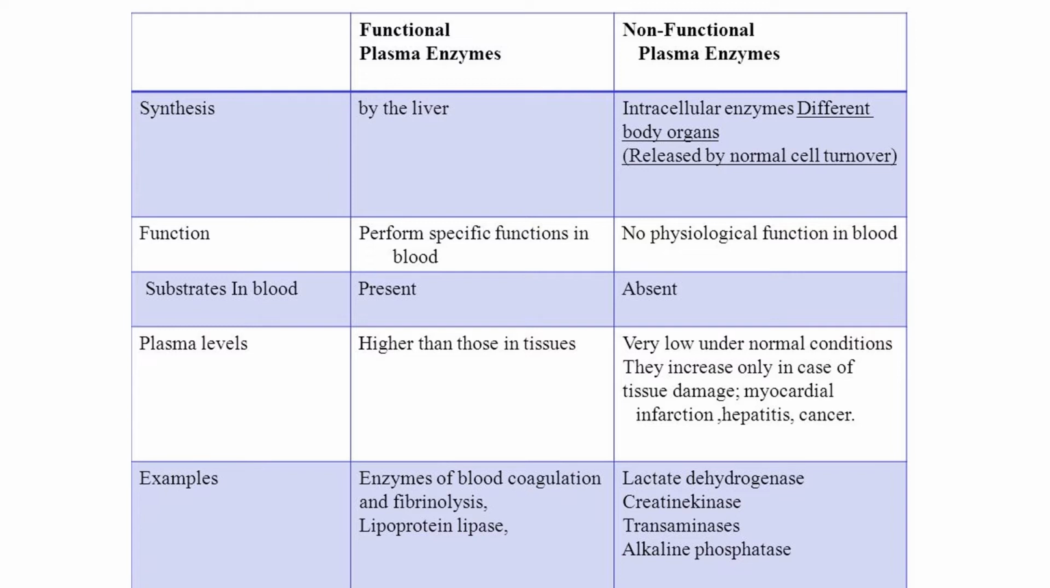The non-functional plasma enzymes are lactate dehydrogenase, creatine kinase, transaminases, and alkaline phosphatases. So we will discuss these non-functional plasma enzymes one by one, and in what situations their concentration is increased in the blood, we will discuss later on.